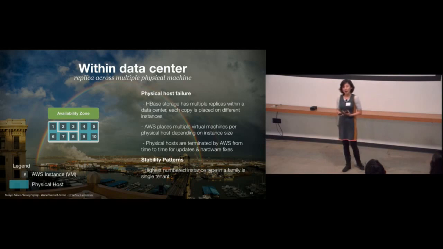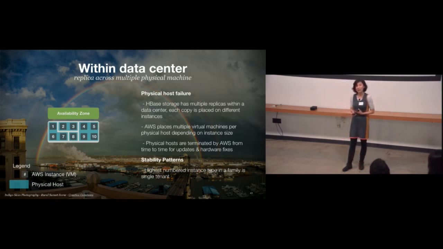However, Amazon places multiple virtual instances on the same host, and the physical host is actually a black box to us. You have no control over the mapping between the physical host and the virtual instance. So what does that mean? This means that when Amazon terminates a physical host, it is likely that all 3 copies you had are sitting on the same host, and then data is lost. So how can we handle this kind of failure? Well, at a high level, the goal is to place replicas across multiple physical machines.